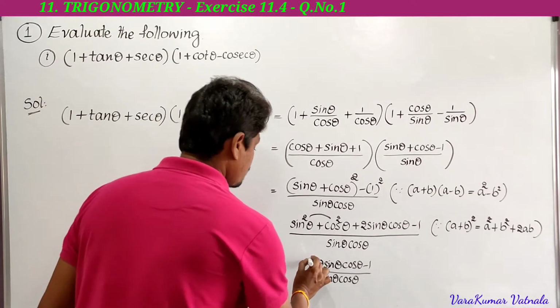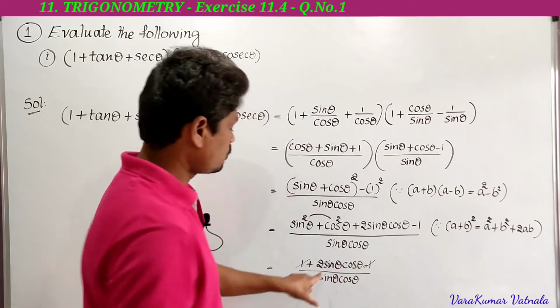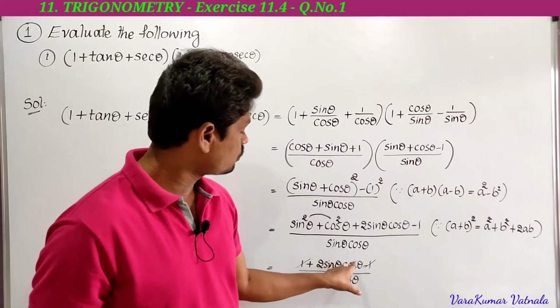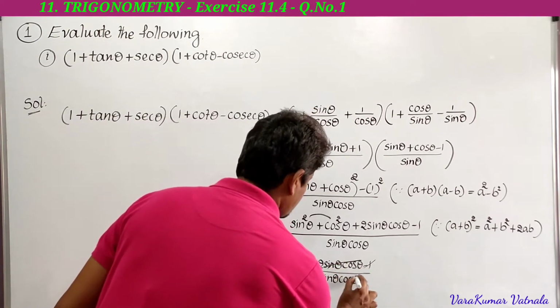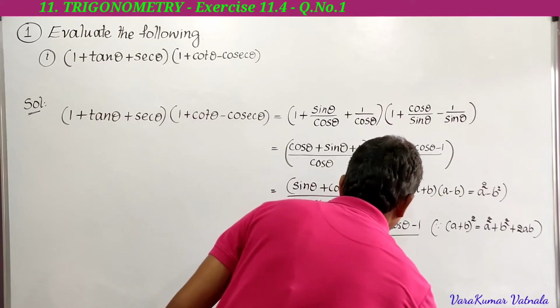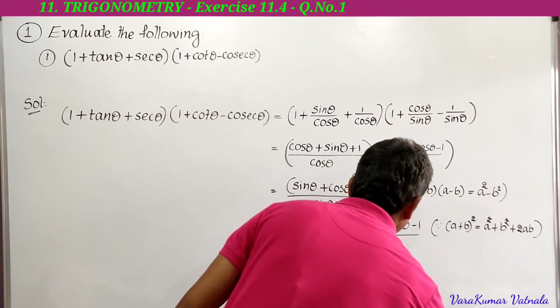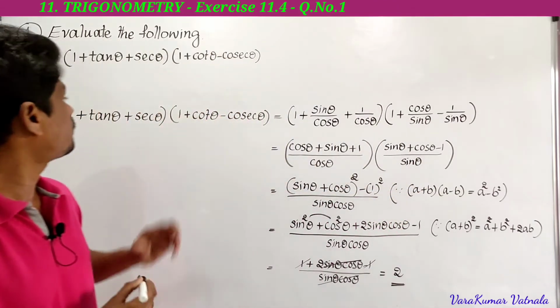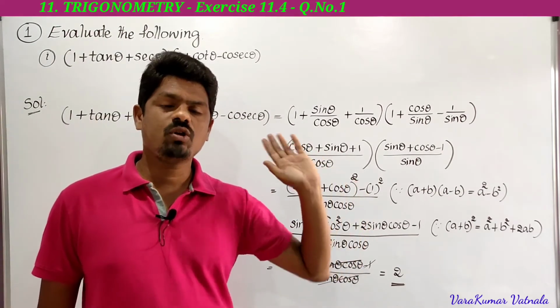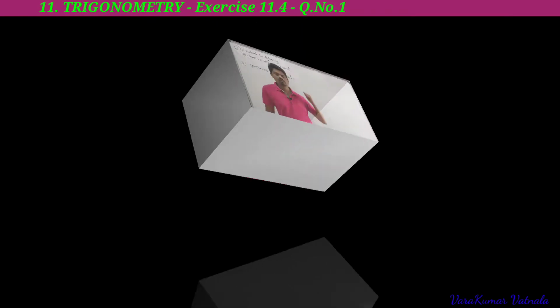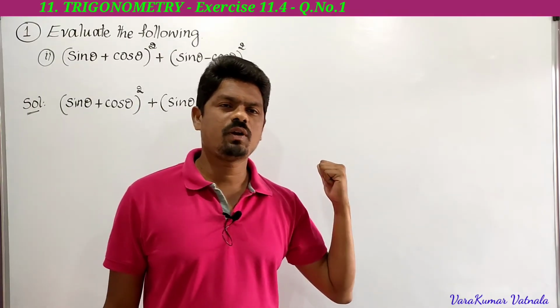So here plus 1 minus 1 gets cancelled. So in the numerator we have 2 sin theta cos theta by sin theta cos theta. So sin theta cos theta also gets cancelled. We get 2. So this is the value of the given problem. So this is the first bit in the first problem. So next we have to solve the second bit. So this is the second bit in the first problem.